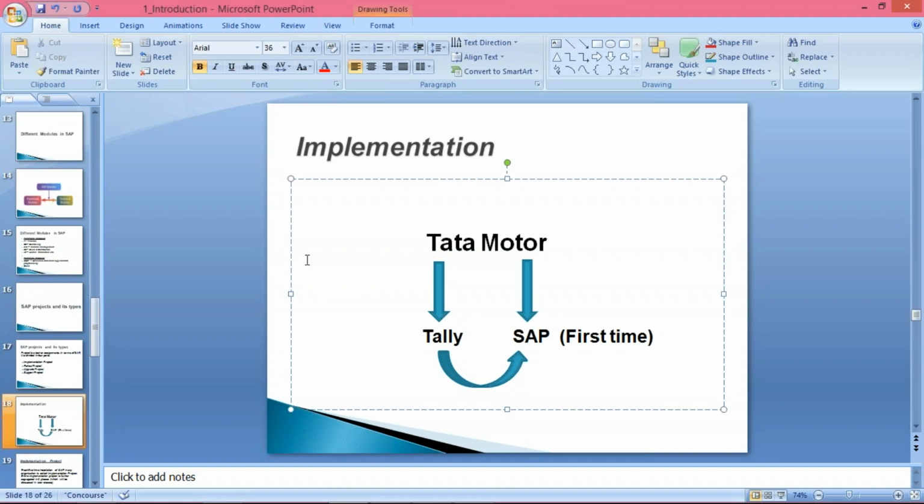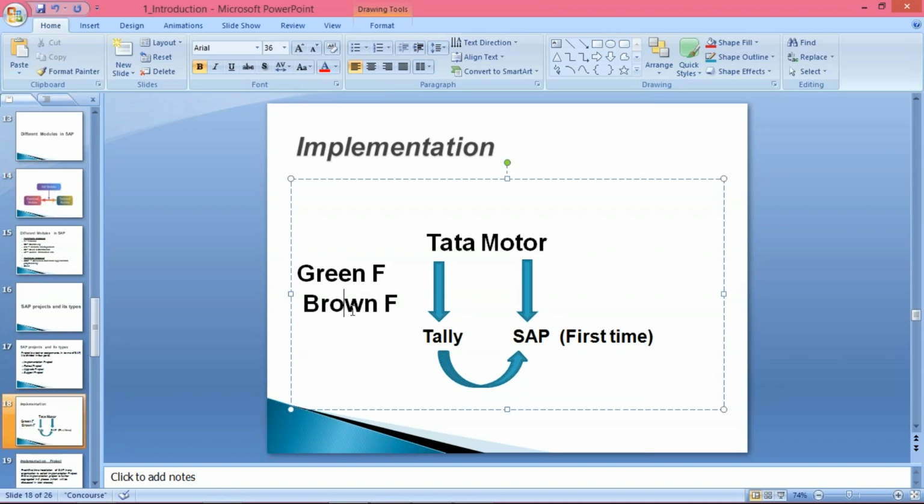The first one is called greenfield implementation, and then there will be brownfield implementation. So implementation is segregated into two parts, greenfield implementation and brownfield implementation. What is brownfield implementation? First of all, I'll explain, guys.